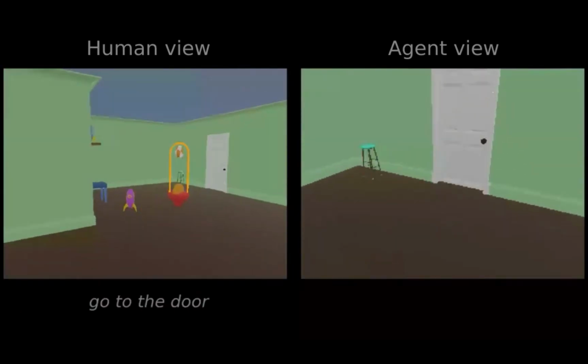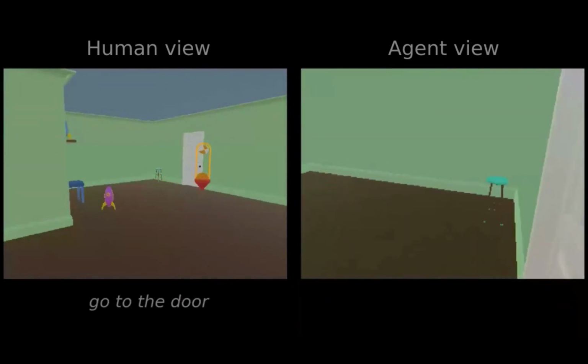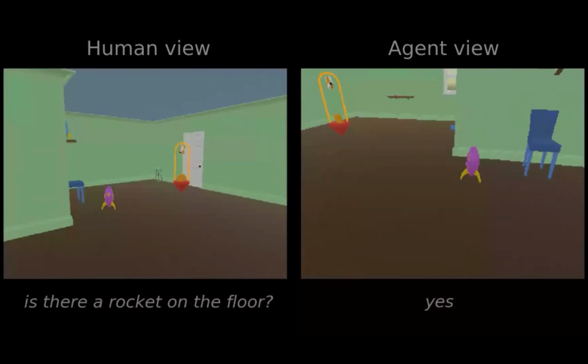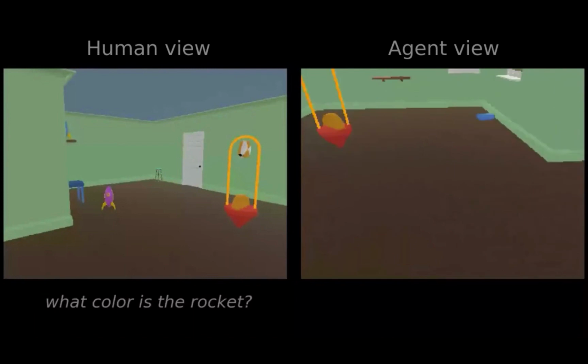Our resulting agents are capable of ongoing interactions with multiple instructions coming from a human. In the interaction shown here, the human directs the agent to have a series of interactions centered around one of the objects in the room.